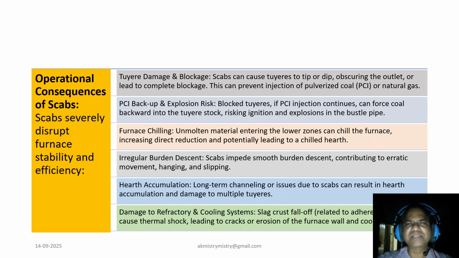The consequences are severe. The scab can cause tuyere tip damage or complete blockage, leading to PCI backup and explosion risk if coal injection continues into a blocked tuyere. Ultimately, scabs disrupt smooth burden descent and contribute to overall furnace chilling and instability.